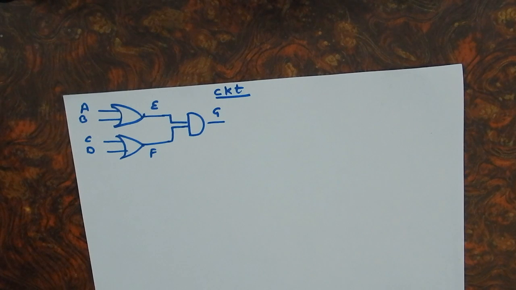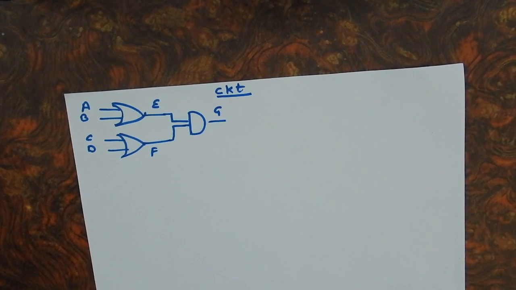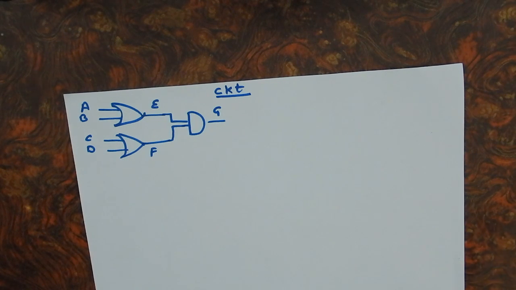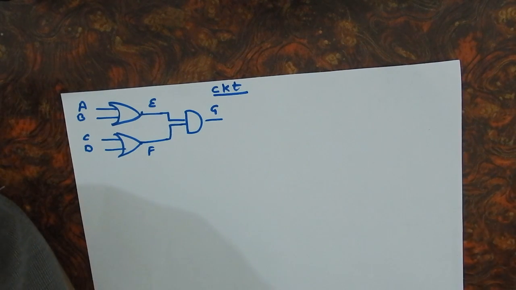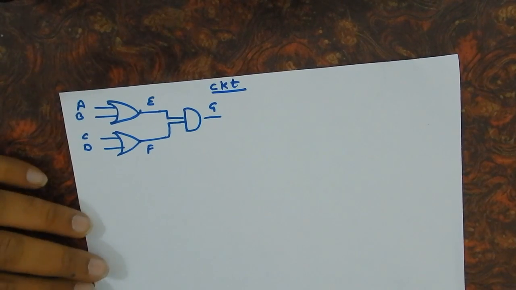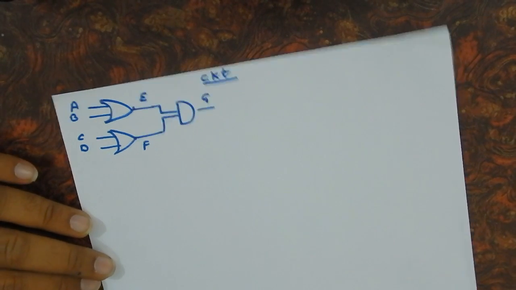In this video, I'll show you how to do the structural modeling of any circuit which is given in VHDL. For that, first you have to know the entity declaration, and I have posted a video on entity declaration and I'll provide the links in the description. So let's start with the structural modeling of this circuit.